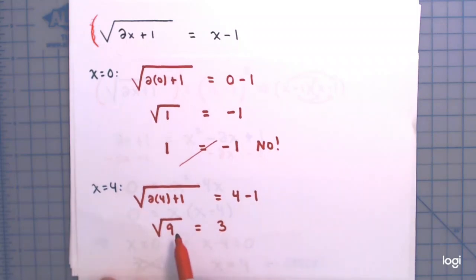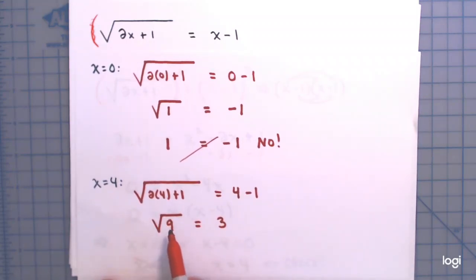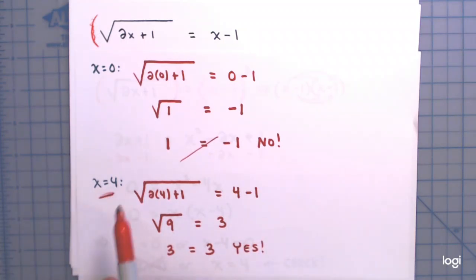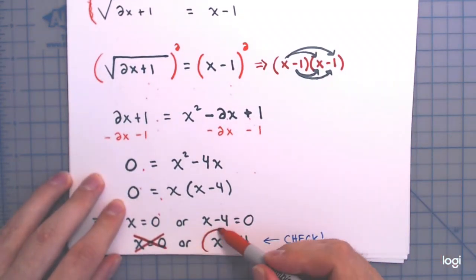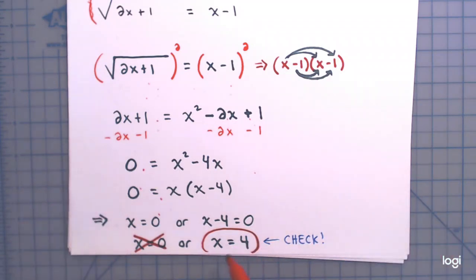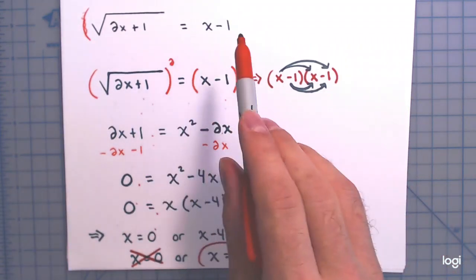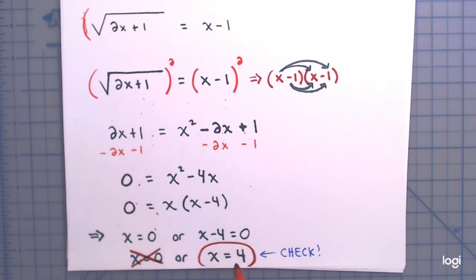Is this true? Yes. Remember, again, this is the non-negative square root of 9, so positive 3, and I get positive 3 equals positive 3. Totally a true statement. So 4 works. 4 is a good solution. So after all that, I'm going to put that in a little circle. The only solution to my original equation is 4 for x. And again, you could write a little solution set equals and then the set with just the number 4 in it. But please don't forget to check your solutions.